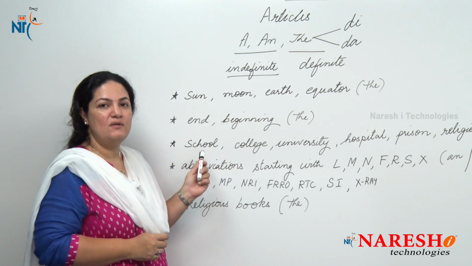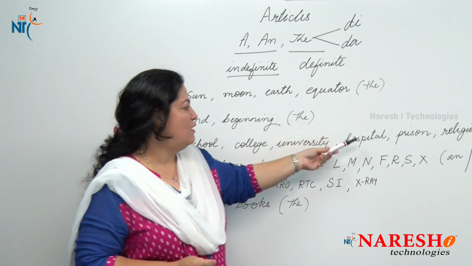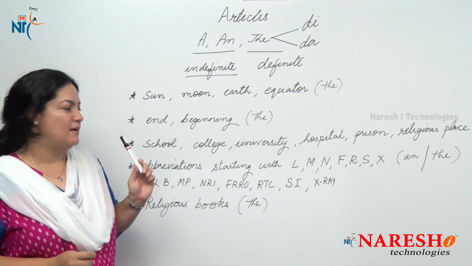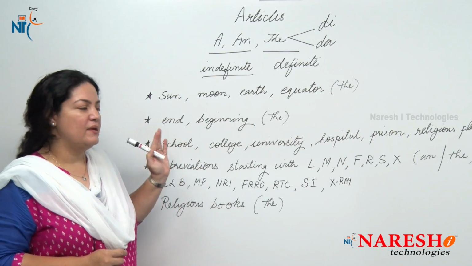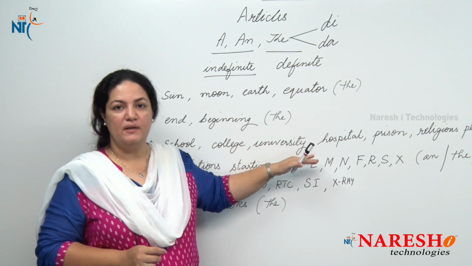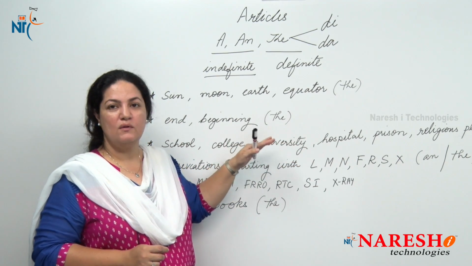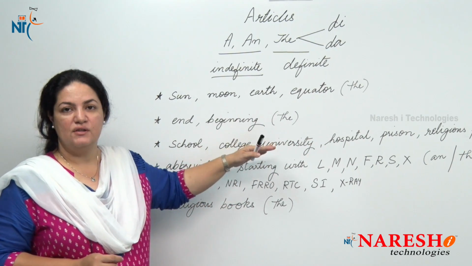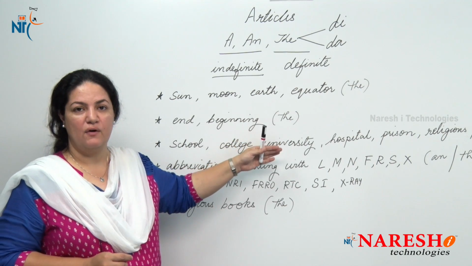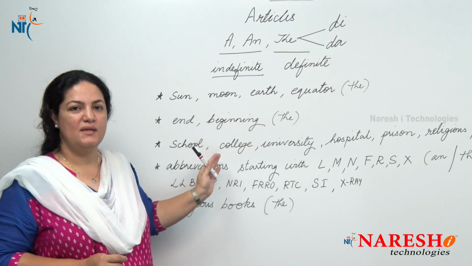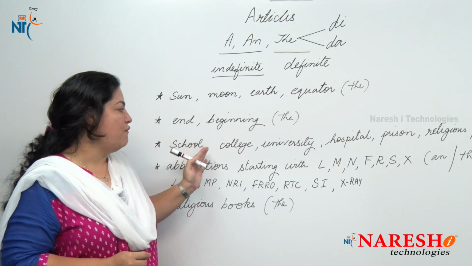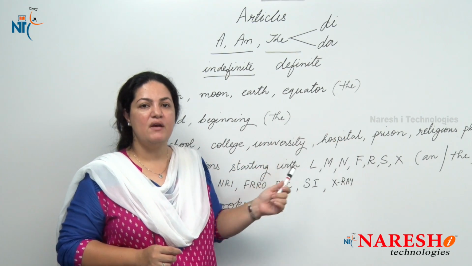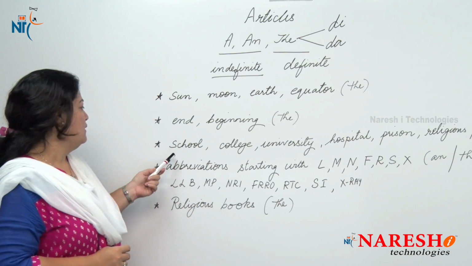Now when I am talking about school, college, university, hospital, prison, religious place, there are two rules that define this. Now here be very clear. When you are a part of this, and when you go to these places for the actual usage or what it is used for, then we do not use an article. But when we go for another reason and when we are not a part of these institutions, then we use the. I will give you an example here.